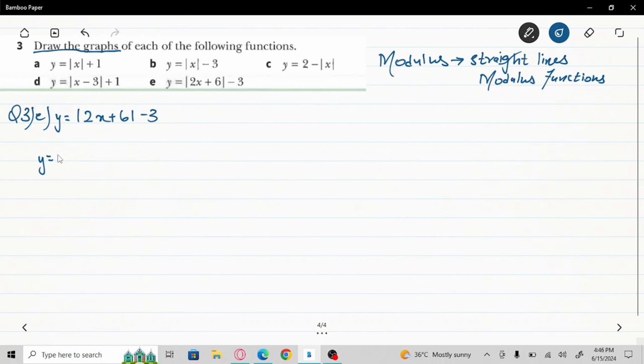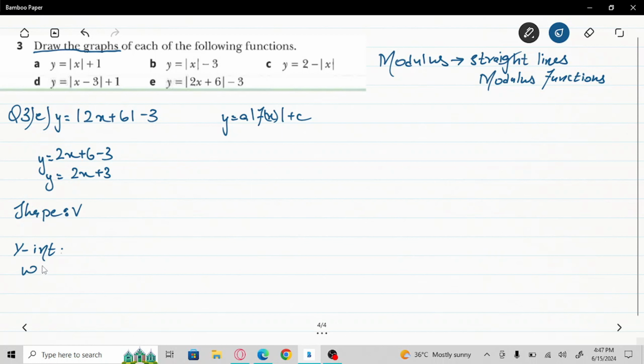y equals 2x plus 6 minus 3. 6 minus 3 is +3. Okay, so that's it. And then what we're going to find is the shape. Now if we consider y equals a function of x in a modulus, we see that the modulus has a positive value. That means the shape is going to be a V shape. Then the y-intercept.